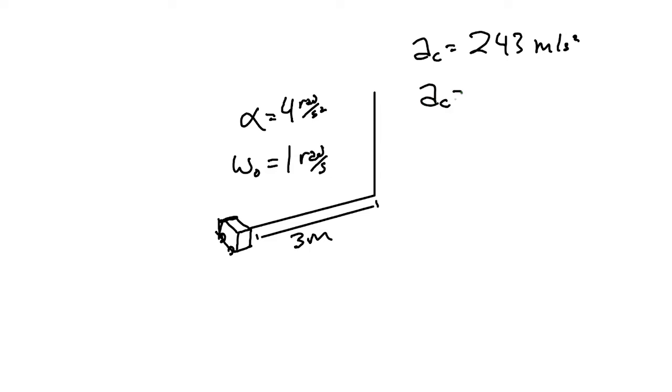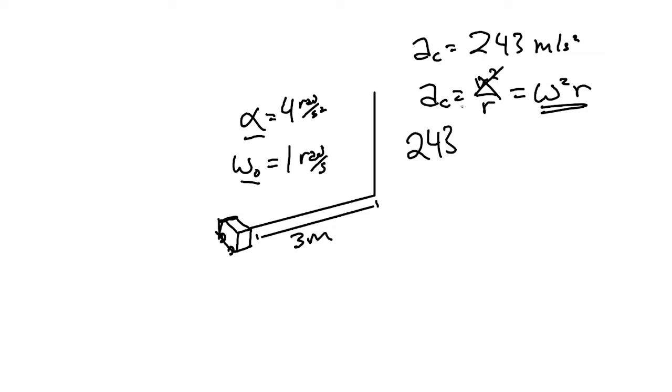Our centripetal acceleration is equal to v squared over r, or equal to omega squared times r. I forgot to cover this, but this is probably going to be a very important formula. We should use this one, because we already have angular velocity and angular acceleration. So let's add these values in. At 243 meters per second squared, the string is going to break.